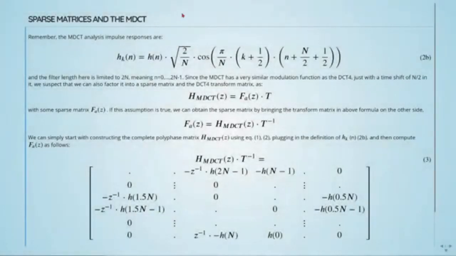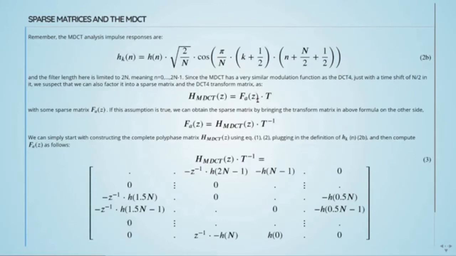We will now go deeper into this investigation of sparse matrices and the MDCT. Let's remember that the MDCT analysis impulse responses are given by this equation 2b here, and that the filter length is limited to 2 times capital N, meaning that small n goes from 0 to 2 times capital N minus 1. And since the MDCT has a very similar modulation function as a DCT4, we just have this time shift of n capital N divided by 2 in it, we suspect that we can also factor it into a sparse matrix and a DCT transform matrix like here.